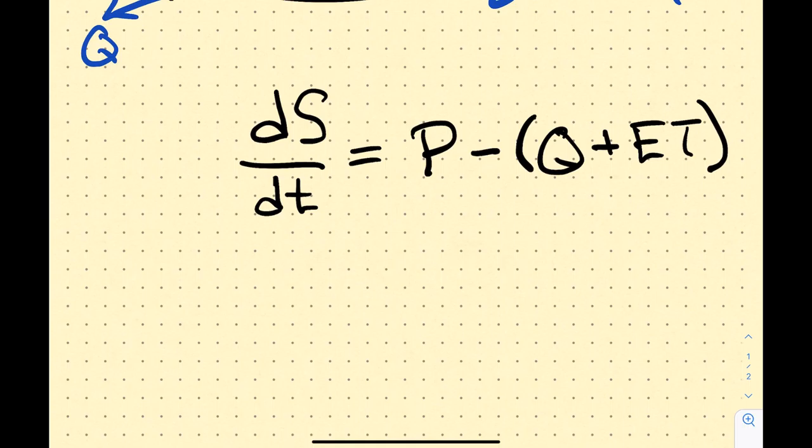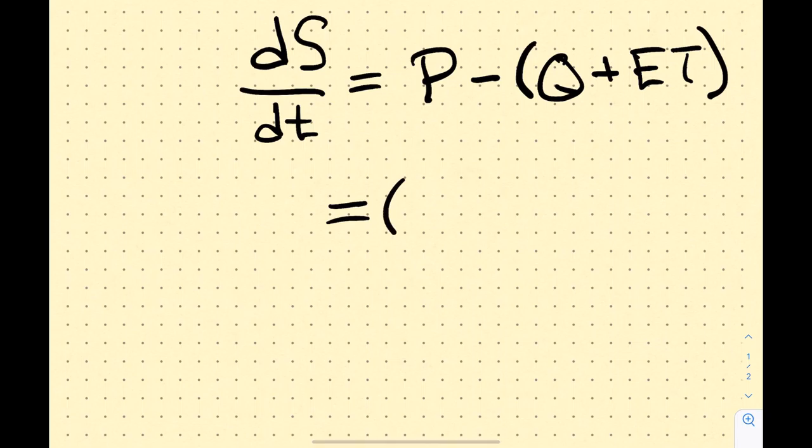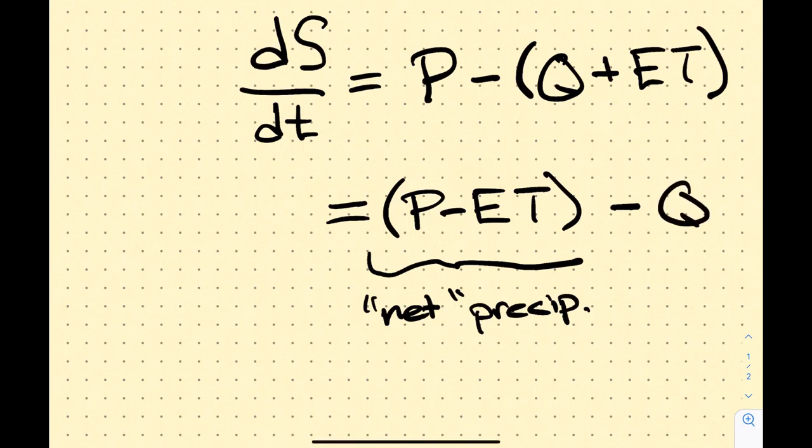Okay, and if you recall, I'm going to rewrite this slightly so that I group this P minus ET here, and I'll call this something like the net precipitation. And then we have a minus Q term here. So this P minus ET is effectively the water that gets below the root zone that in principle will ultimately make it out into discharge. So this is the amount of precipitation that's actually going to contribute to discharge at the outlet of the watershed.